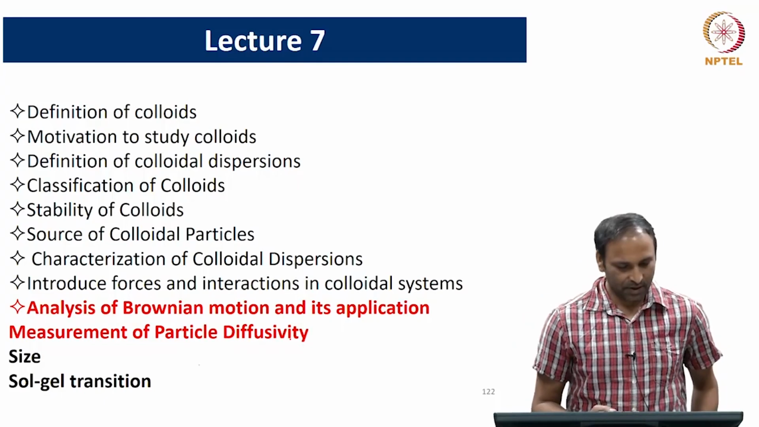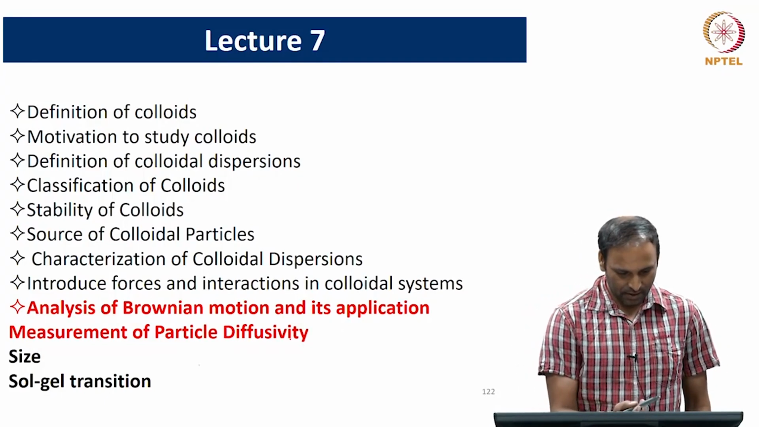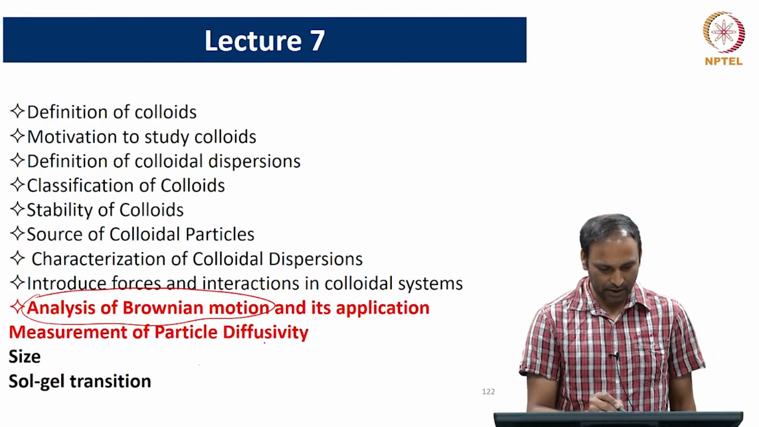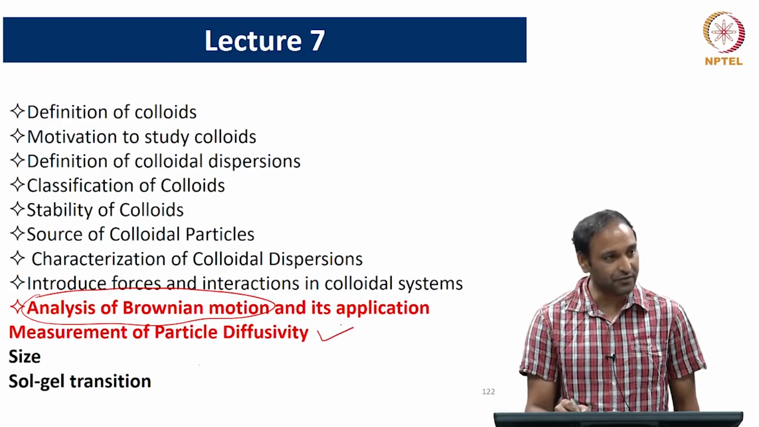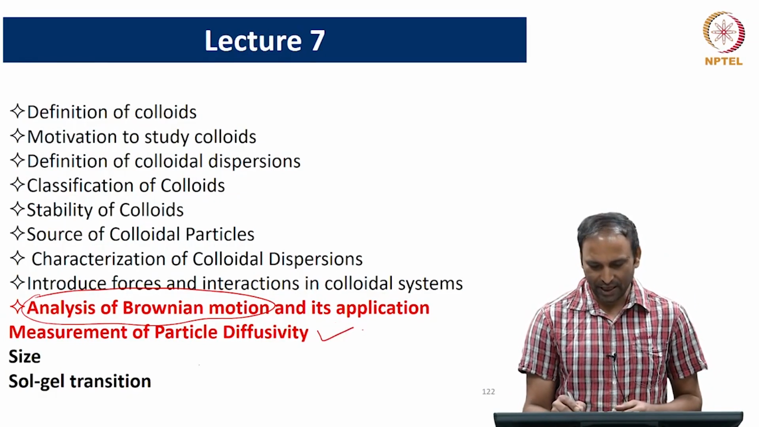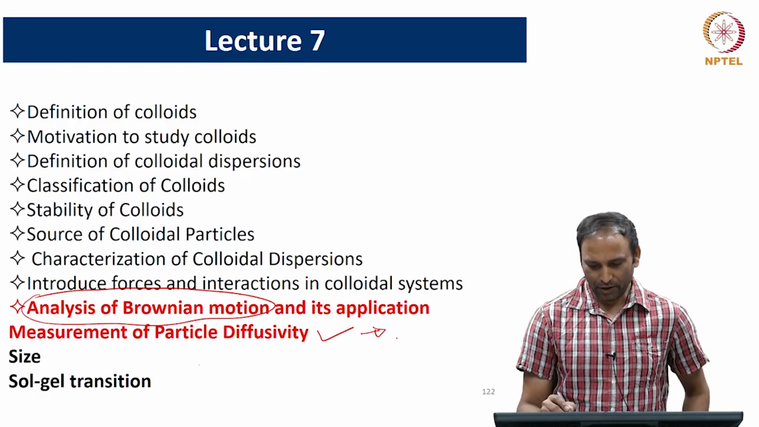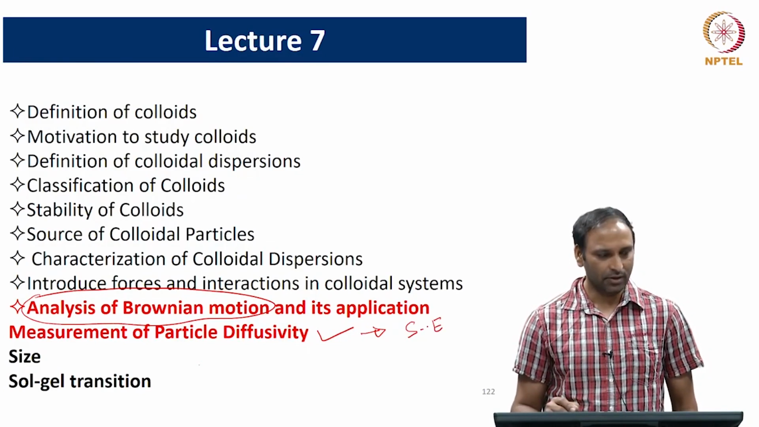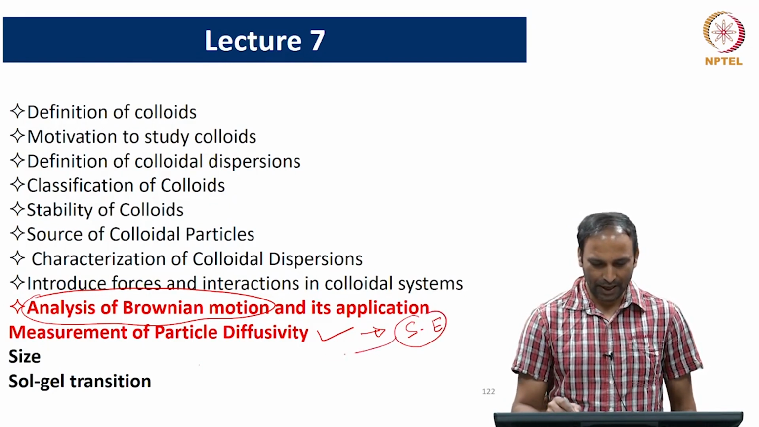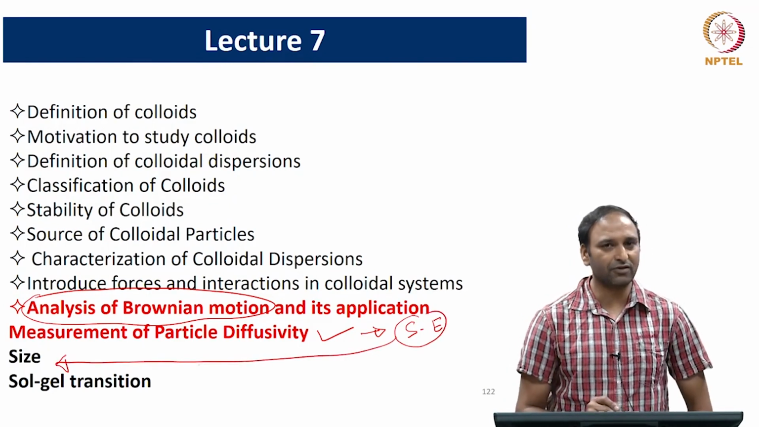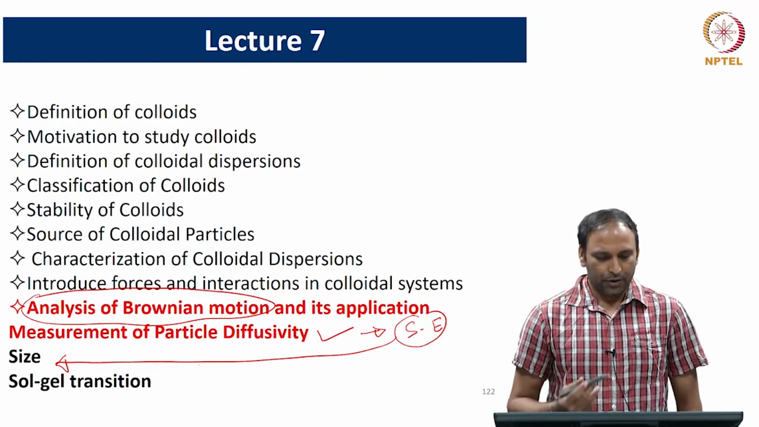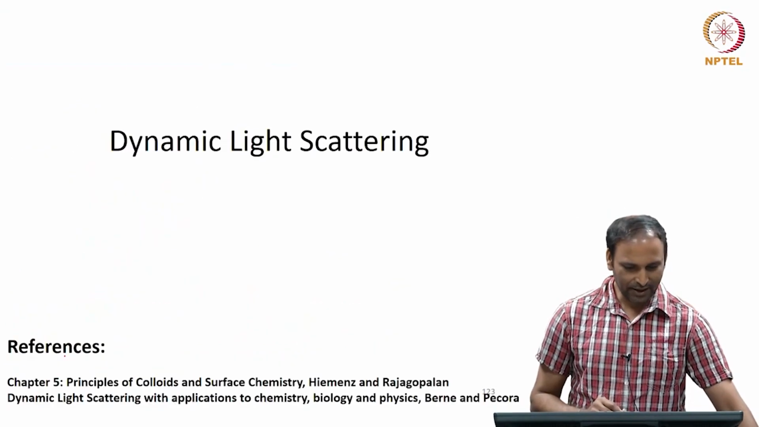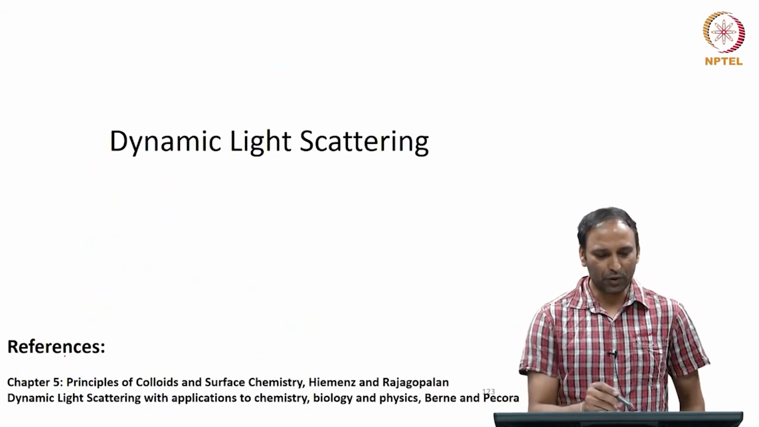Okay, so we will continue with analysis of Brownian motion. Yesterday we looked at measurement of particle diffusivity, and then we also derived an equation which is called the Stokes-Einstein relation. That will help you to calculate the dimension of the particle if you know the diffusivity, right. That is what we had done, and in that connection we had just started with what is called dynamic light scattering.